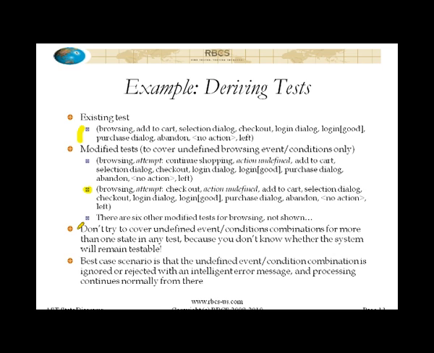Now, the best possible situation here is that these undefined event or event condition combinations are simply ignored, or better yet, rejected with some sort of intelligent error message. Now, there can be security reasons why it might be better to ignore than to reject with an error message, right? If the rejection with an error message is going to give somebody a hint about how to subvert a security feature, then usually you want to simply ignore that, right, and not provide any hints.